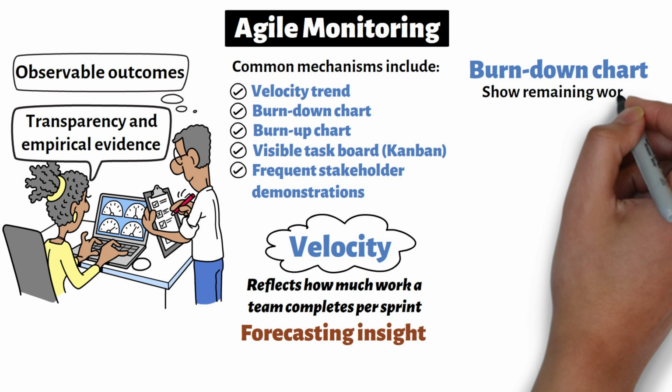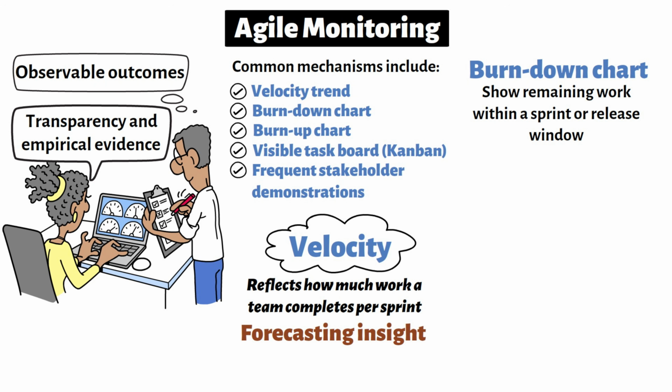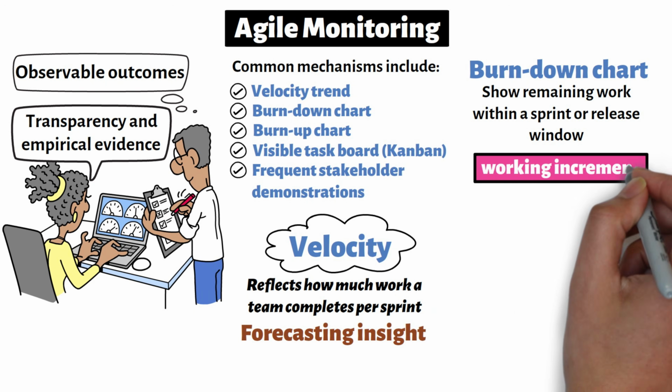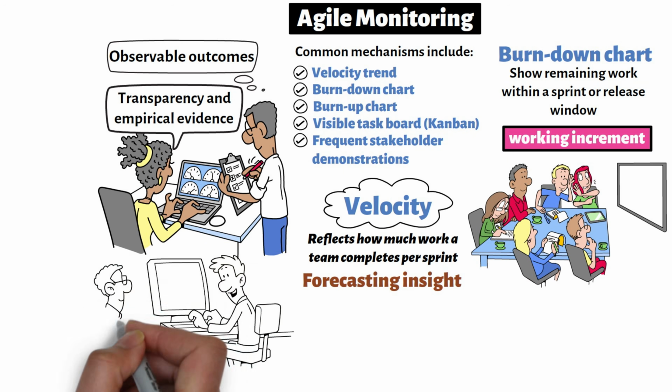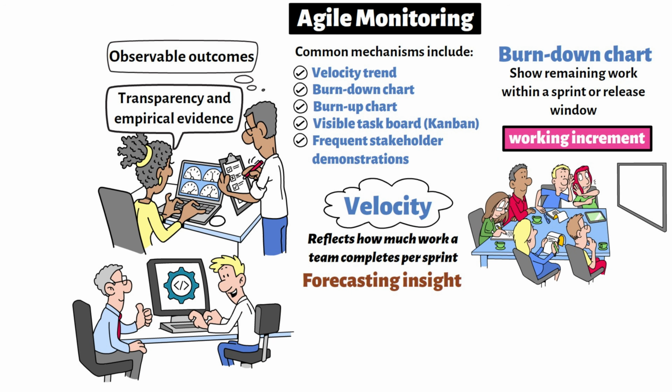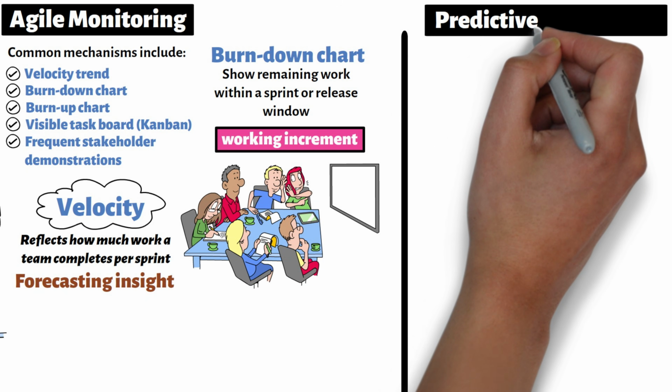Burn-down charts show remaining work within a sprint or release window. But the most important control mechanism is not a chart, it is the working increment. Each sprint ends with demonstrable functionality. Stakeholders can see what has been built. Feedback is immediate. Now compare this to predictive monitoring.